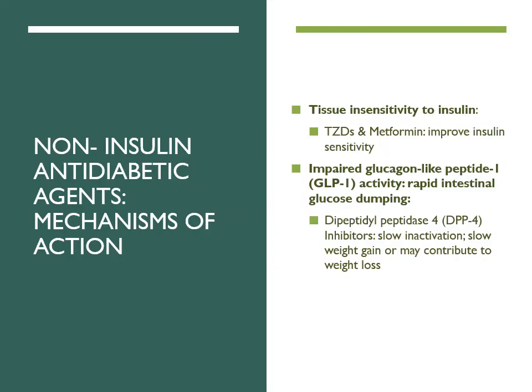So these next two slides show the mechanisms of action of these anti-diabetic agents that are not insulin. And most of them are going to be used for type 2 diabetes. The first one is tissue insensitivity to insulin. That's the major problem with type 2 diabetes. And really, it's only the TZDs and metformin, with metformin really being the drug of choice to start with, that are going to improve insulin sensitivity. And that means the ability of the tissues to actually use the insulin to decrease glucose.